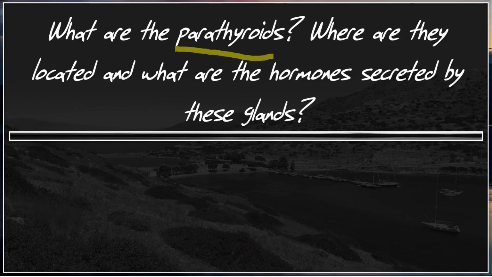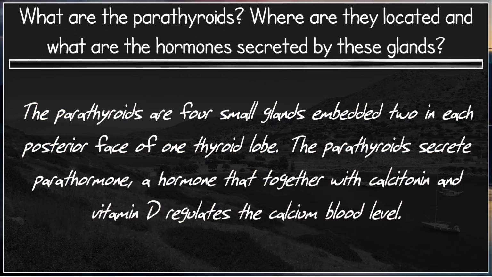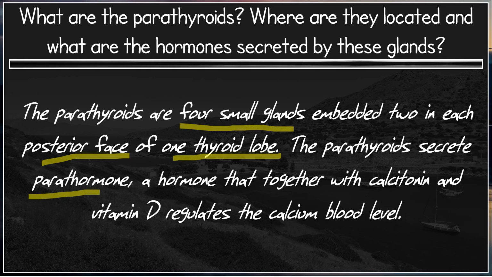What are the parathyroids? Where are they located? And what are the hormones secreted by these glands? Parathyroids are four small glands embedded, two in each posterior face of one thyroid lobe. Parathyroids secrete parathormone, a hormone that, together with calcitonin and vitamin D, regulates the calcium blood level.